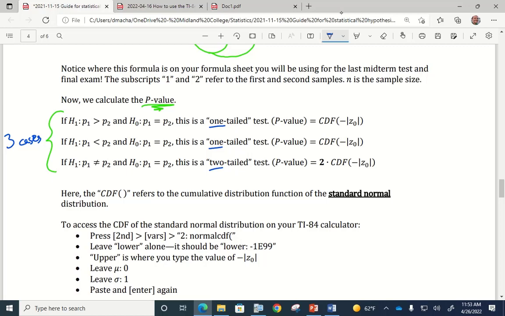Two-tailed tests, I normally don't ever ask questions on any kind of exam about a two-tailed test, but you can still do a two-tailed test. You're just trying to say that the proportions are not equal to each other in a two-tailed test. You're not making a claim either way. You're not saying one is greater than the other. Your claim is just that they're not the same.